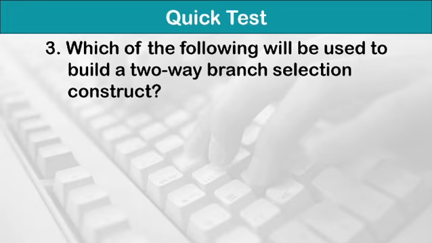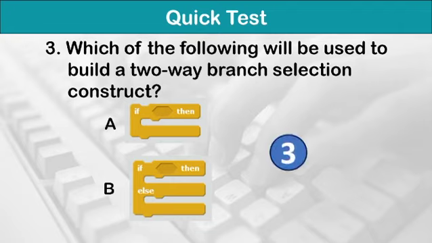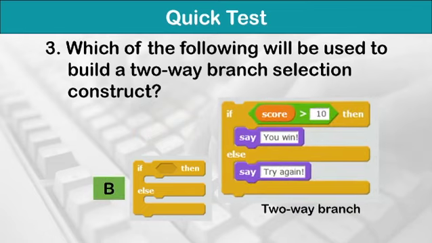Number 3. Which of the following will be used to build a two-way branch selection construct? Block A or block B? The answer is block B.